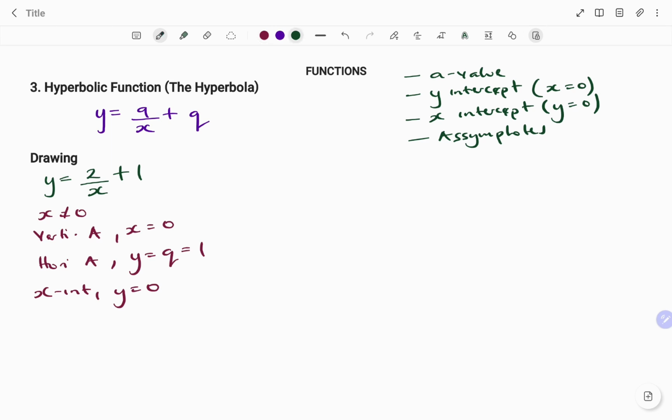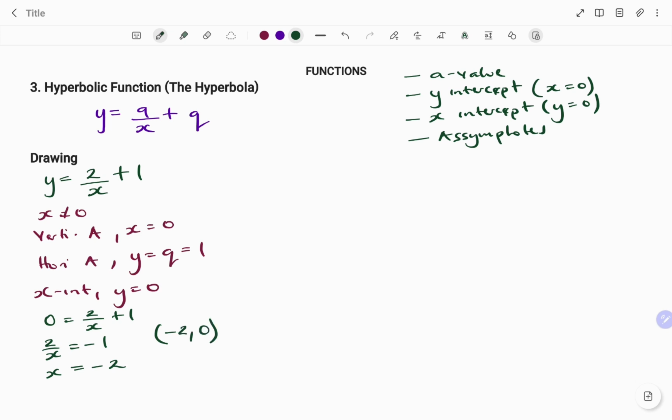If I put that back into the equation, I have 0 equals 2 over x plus 1. I have 2 over x equals -1. So therefore, if you solve that, the value of x will be equal to -2. So the coordinates of that x-intercept will be -2 and y is 0.